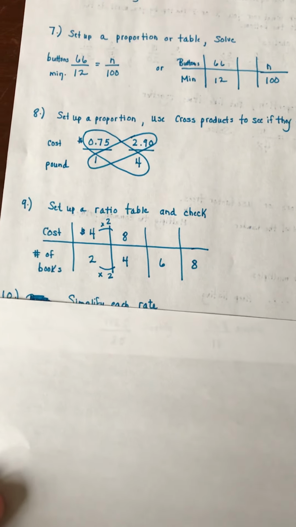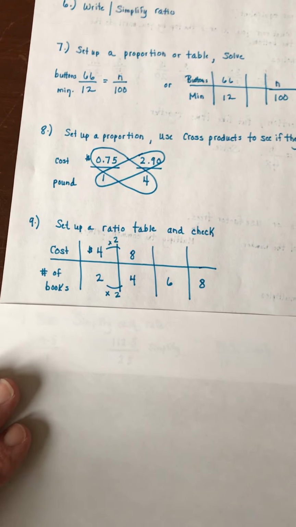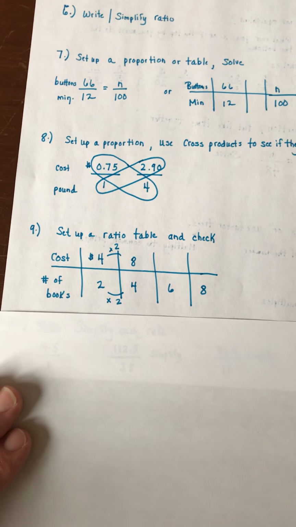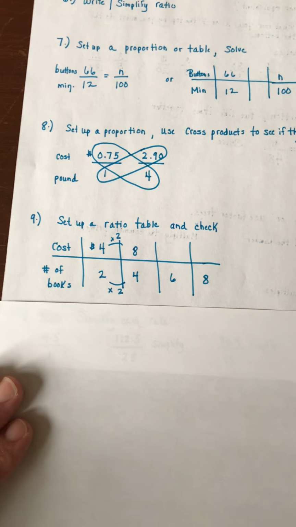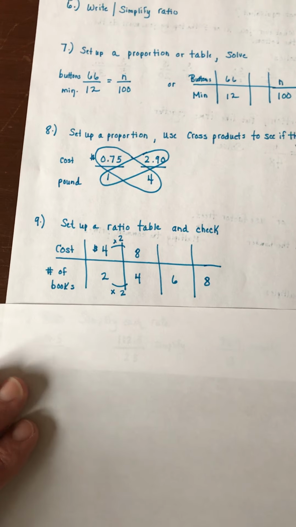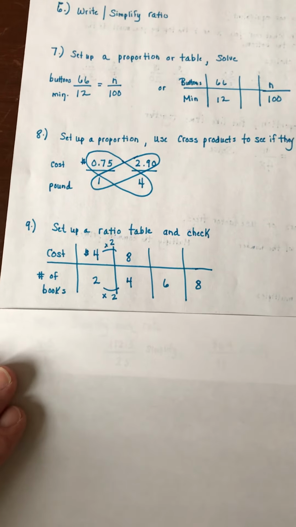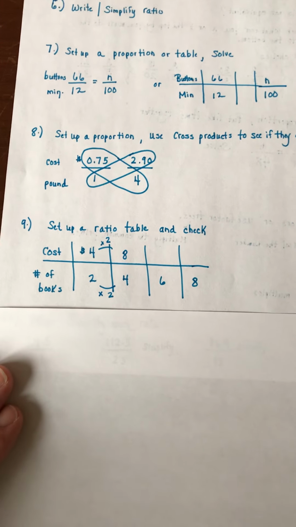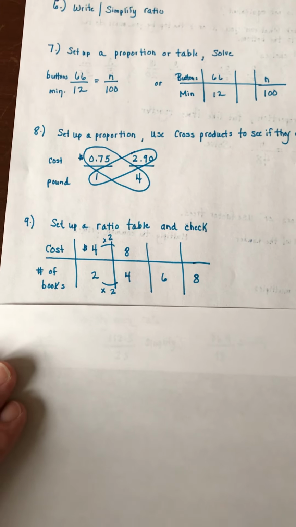Number 9, you need to know what's the greatest number of books that you can purchase. If you have, I believe it was $10. So set up a ratio table and see how many books you can get before you go over the $10.